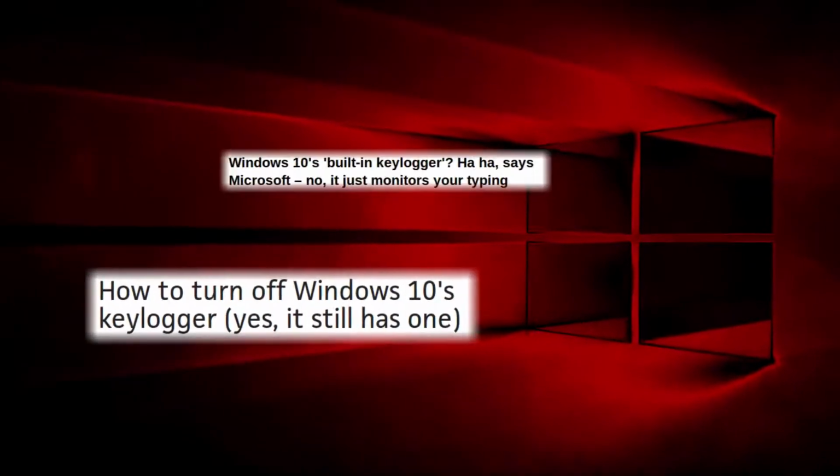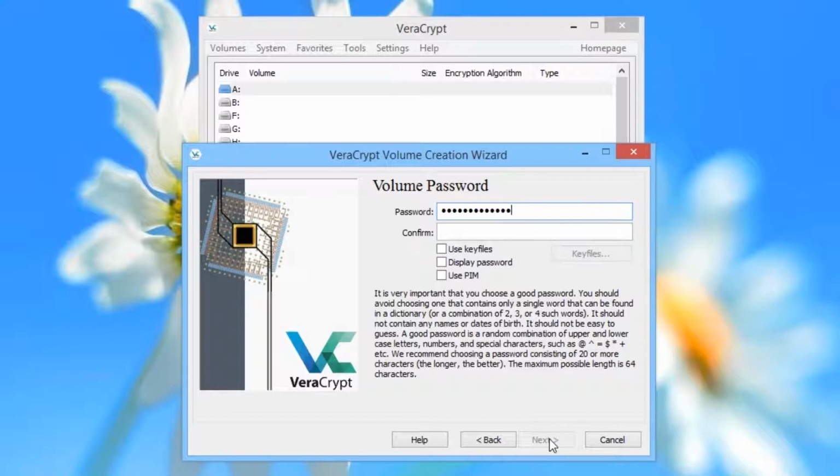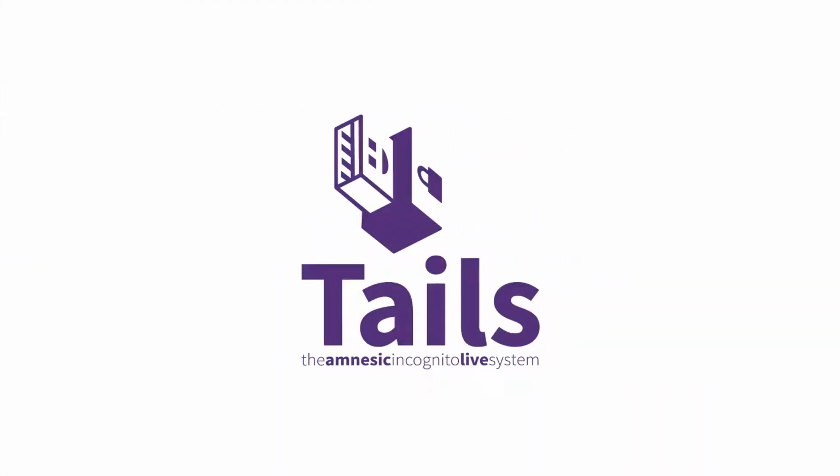Most notably, Windows 10 has a controversial feature which logs all of your keystrokes and sends a record of everything you type to Microsoft. So even if you use encryption software, it can't help you if your operating system betrays you. This is where Tails comes in.